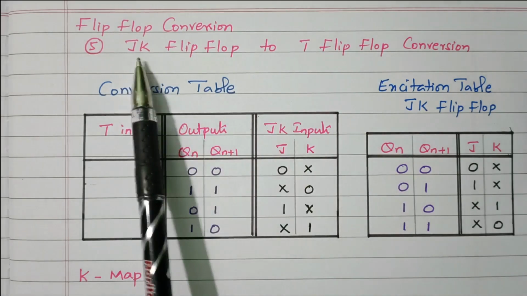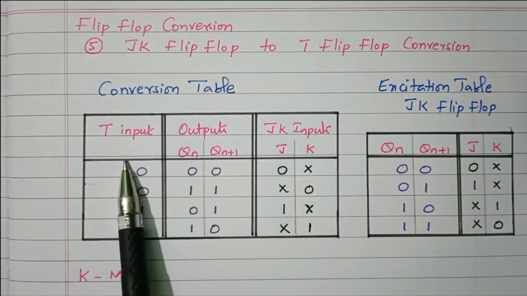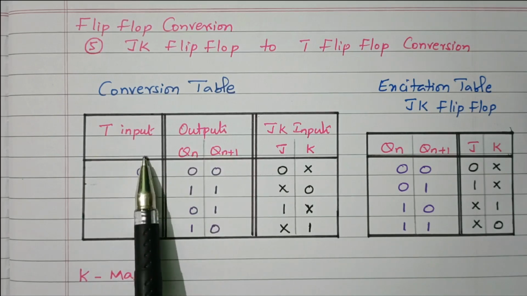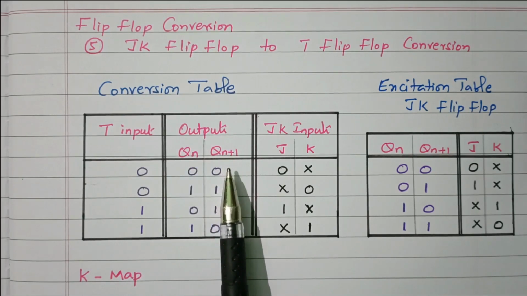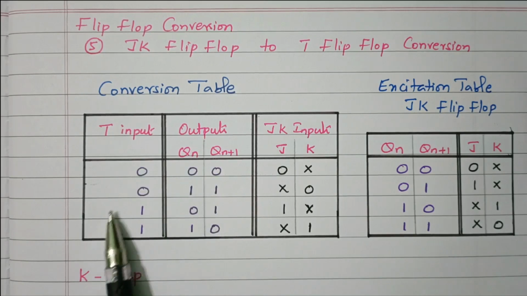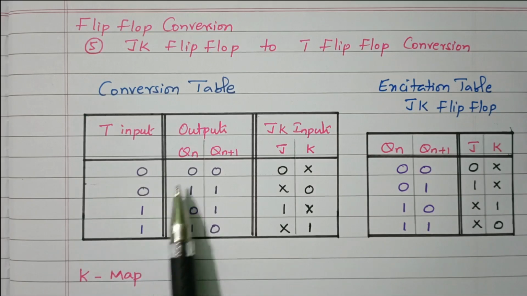Now we need to convert the JK flip-flop into a T flip-flop. I will show the conversion table. First we will see the requirement of the T flip-flop, the truth table of the T flip-flop. The T input is available. This Qn is the present state output. Qn plus 1 is the next state output. I already told you the next state output depends upon the present output as well as the input. So with input and present state output, 2 variables, there are 4 combinations: 0 0, 0 1, 1 0, 1 1.